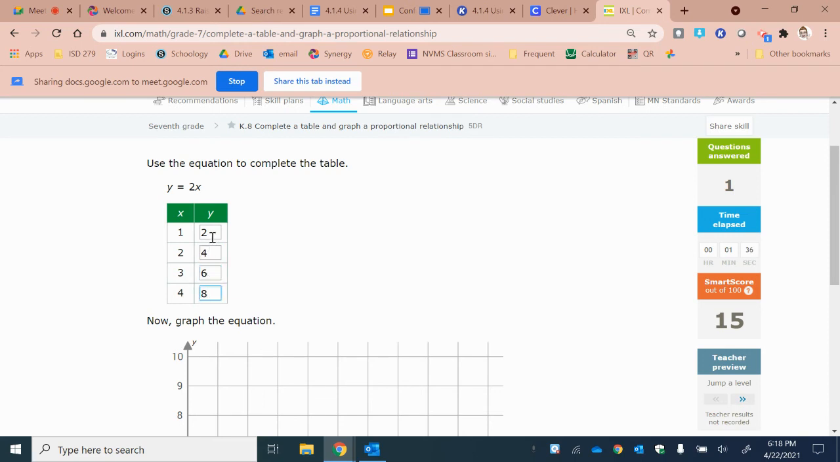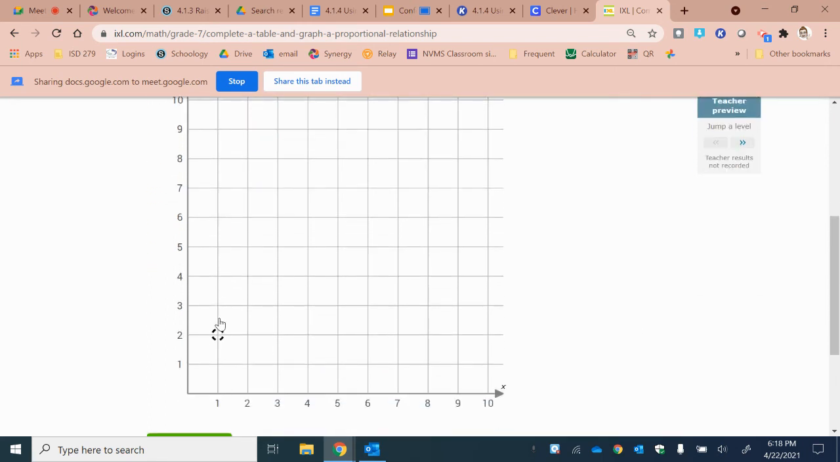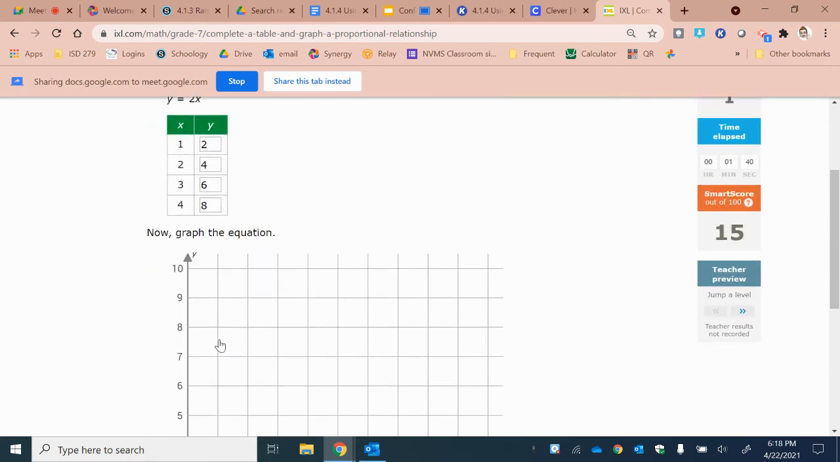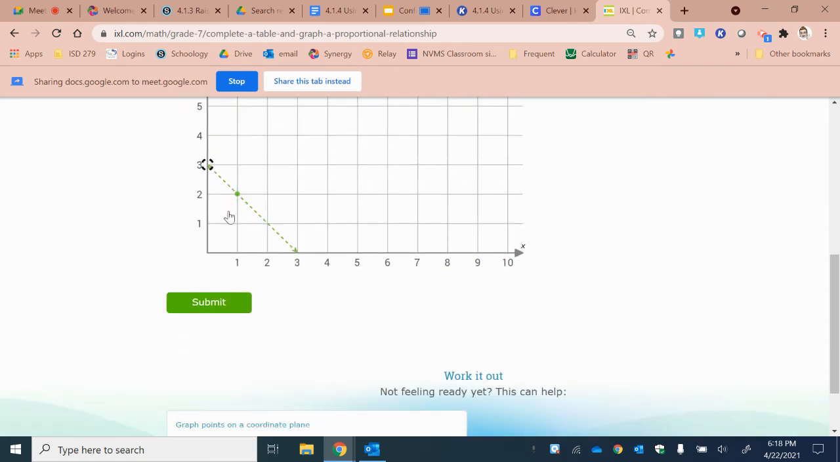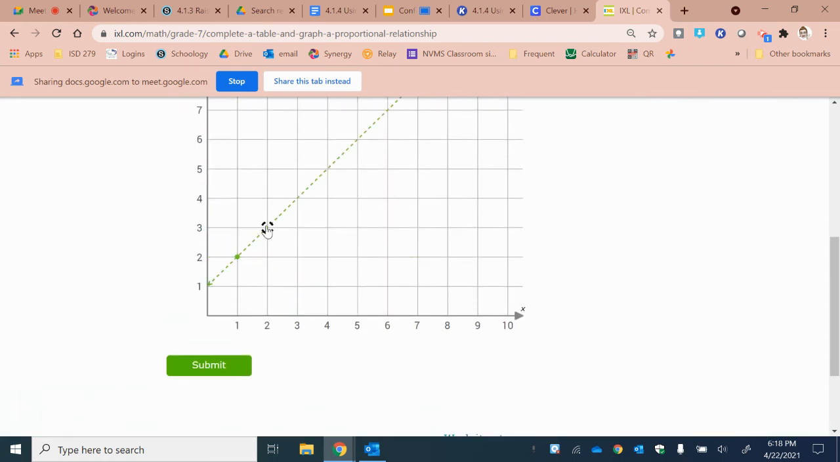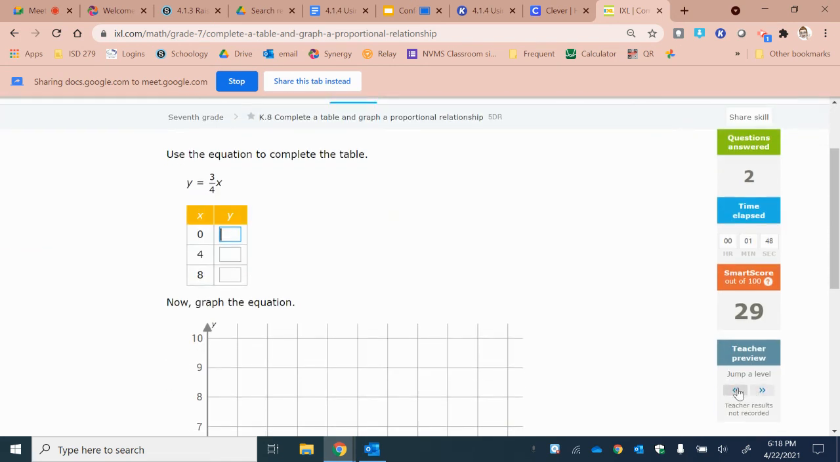And we're just going to take some of these and plug them in. So I'm going to look for 1, 2, and then the next one, 2, 4. So out 2, up 4. Click submit. All right. I'm going to pause and jump to the next level.